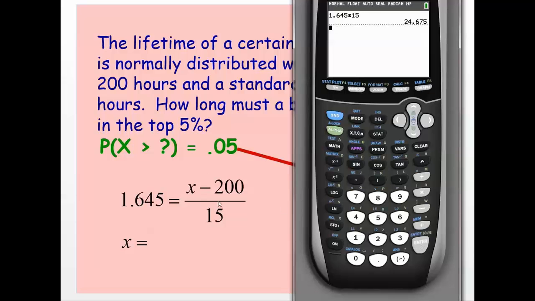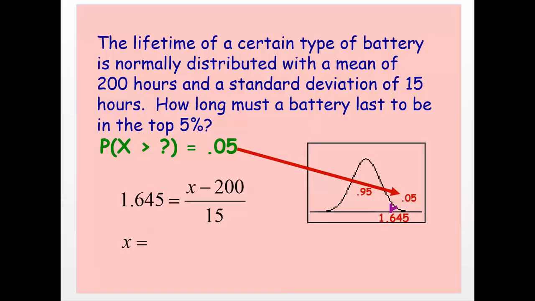And then, how do I get rid of subtracting 200? Well, I'm going to add 200 to it. So if I add 200 over, I get an observation of 224.7, essentially. So there we go. That means the top 5%, anything that lasts longer than 224 hours would be considered top 5% here. Okay, let's change the question again and look at a different skill.